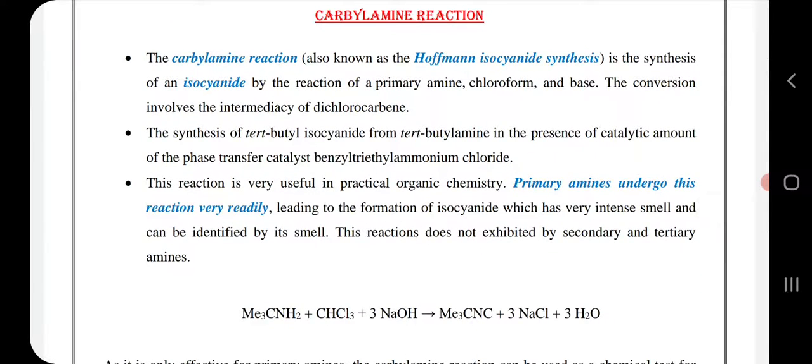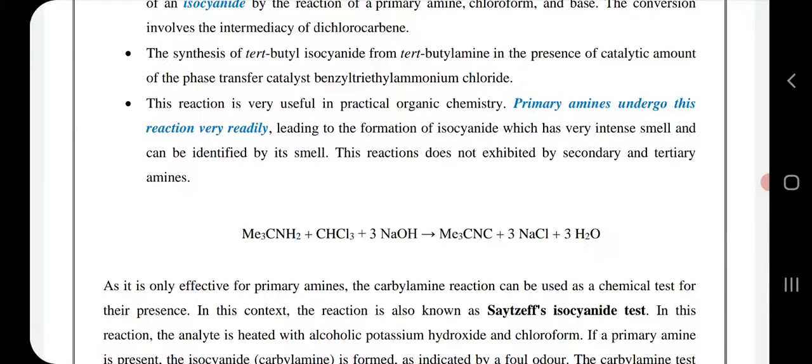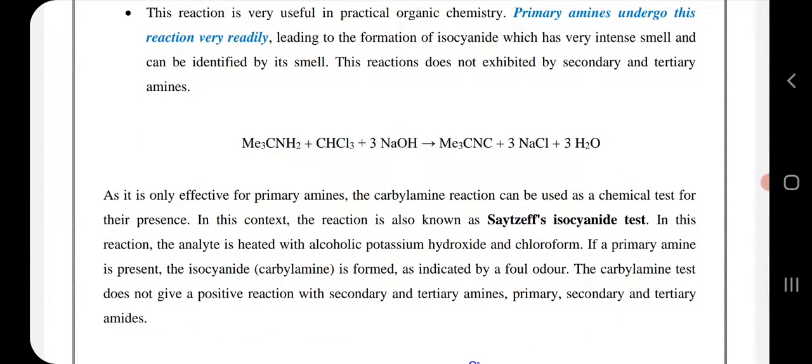The synthesis of tertiary butyl isocyanide from tertiary butylamine in presence of a catalytic amount of phase transfer catalyst is also an example, and the PTC, or phase transfer catalyst, is benzyl triethyl ammonium chloride. This reaction is very useful in synthetic organic chemistry, as I told. Primary amines undergo this reaction very readily, but secondary and tertiary amines do not show this reaction. Due to this reason, this reaction is used in practical chemistry to identify primary amines, and in this context this reaction is known as the Sidzeff isocyanide test.